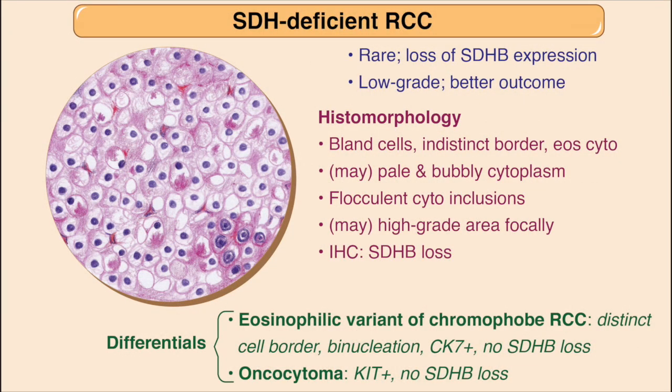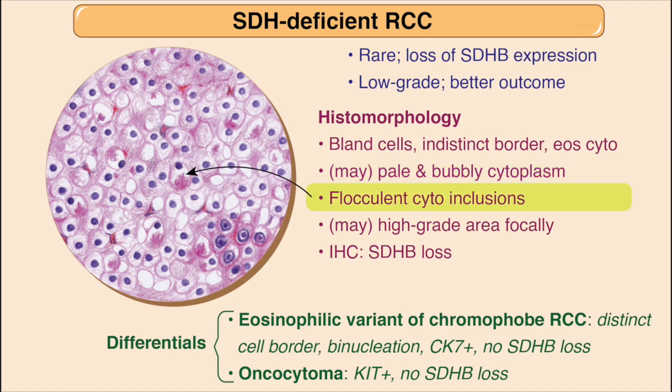SDH deficient RCCs. SDH deficient, or succinate dehydrogenase deficient, RCCs are rare kidney tumors with loss of SDHB expression. Mostly, they have a low-grade morphology and a favorable prognosis. The tumor is composed of sheets of blunt cells with eosinophilic cytoplasm and indistinct cell border. Cytoplasm can have a pale and bubbly appearance.